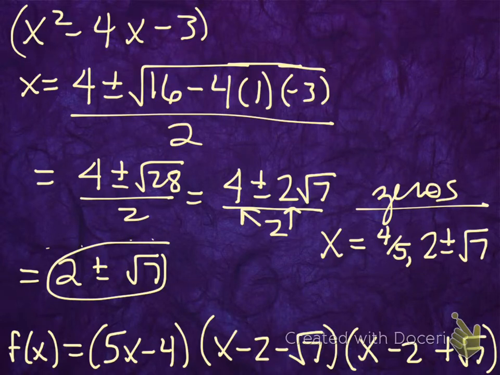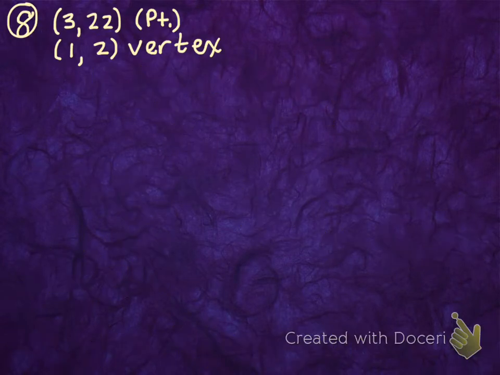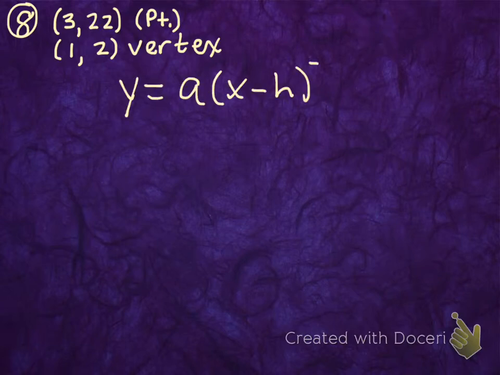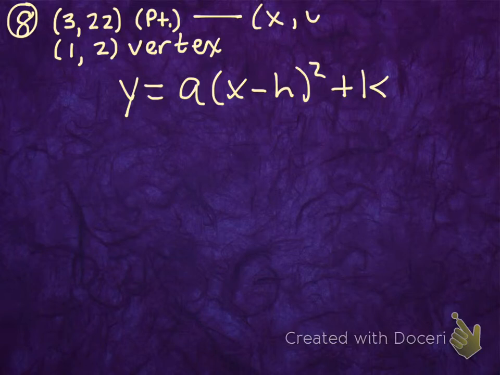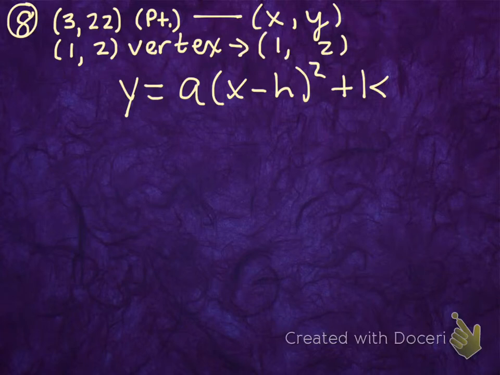Number 8 is on your bat list itself, says that if a parabola goes through the point (3, 22) and has vertex (1, 2), what is the equation of the parabola? You should always start with y equals a times x minus h squared plus k if you have a point and a vertex. The point we're going to replace x and y with, and the coordinates of the vertex we're going to replace h and k with. I know it's not great grammar, but it'll be alright.